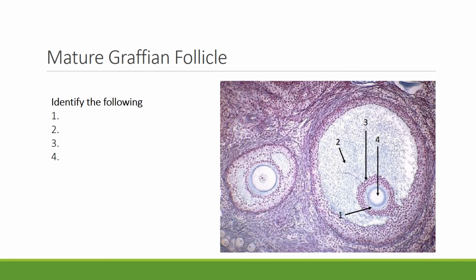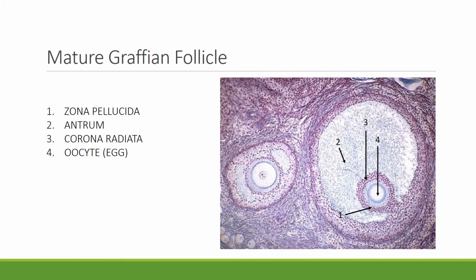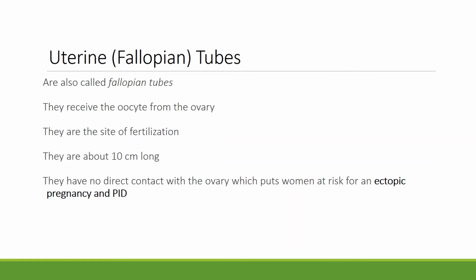You need to be able to identify the four parts of the mature Graafian follicle indicated on this slide. The answers will follow. Those parts are number 1, zona pellucida, number 2, the antrum, number 3, the corona radiata, and number 4, the egg or oocyte. The uterine tube will carry an egg from the ovary to the uterus. Unless there's a biological abnormality or surgery or an ectopic pregnancy has caused the loss of a tube, women should have 2 uterine tubes in their body.